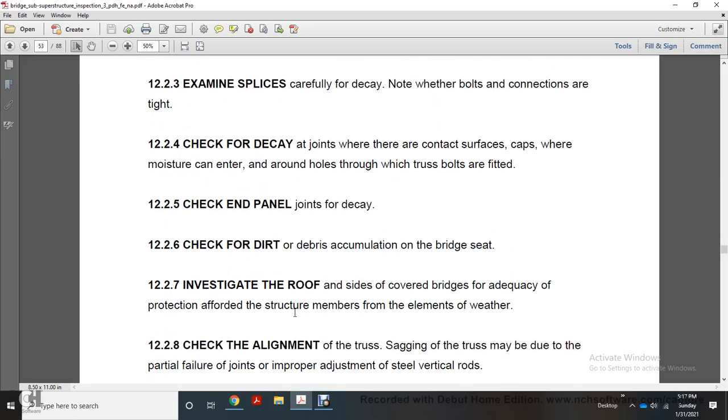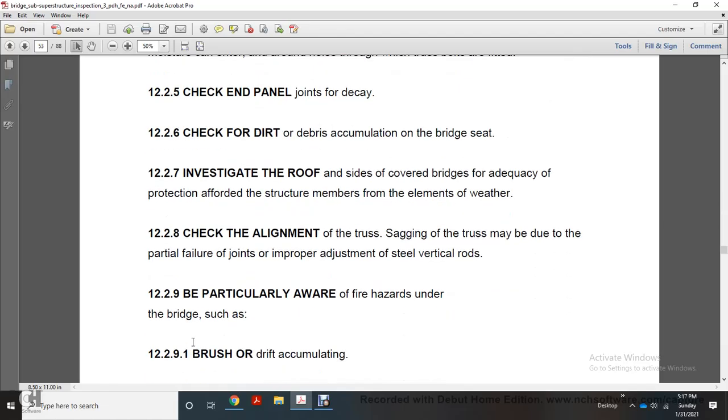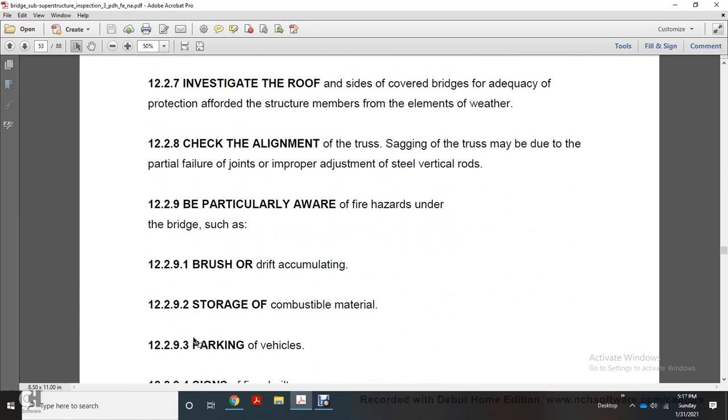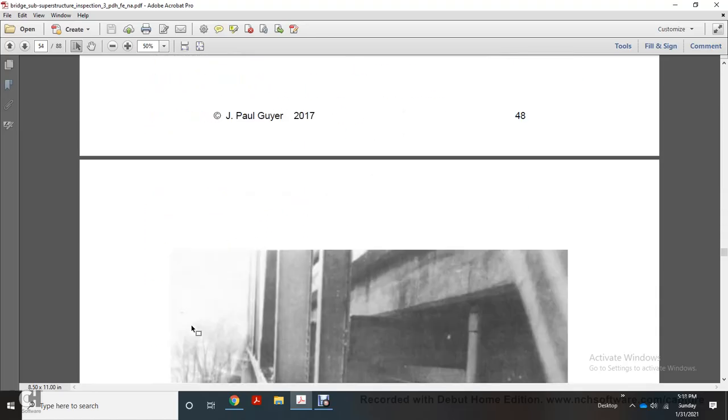Investigate the adequacy of the roof of the covered bridge, and the protection afforded to the structural members from the elements of weather. Check the alignment of the trusses, and for sagging of truss members. Check for partial failure of joints and proper adjustment of the steel vertical rods. Be particularly aware of fire hazards around the bridge, such as rust and drift accumulation, storage of combustible materials, parking of vehicles, and signs of fire.